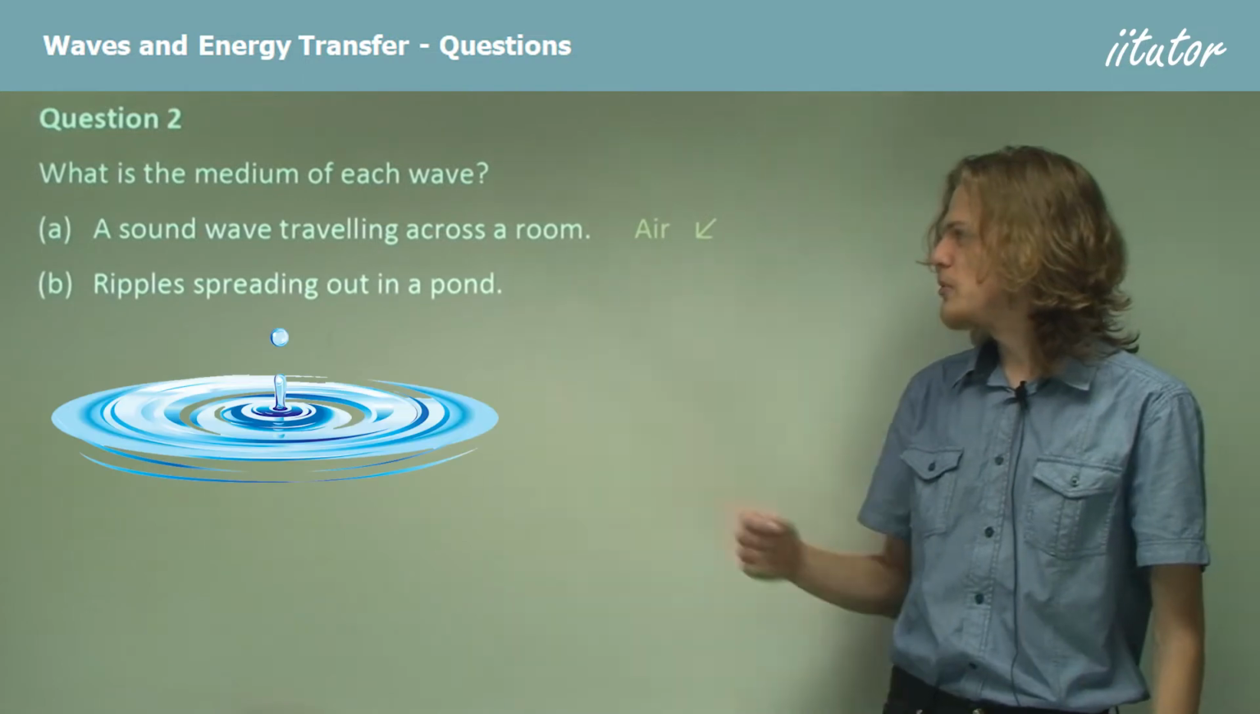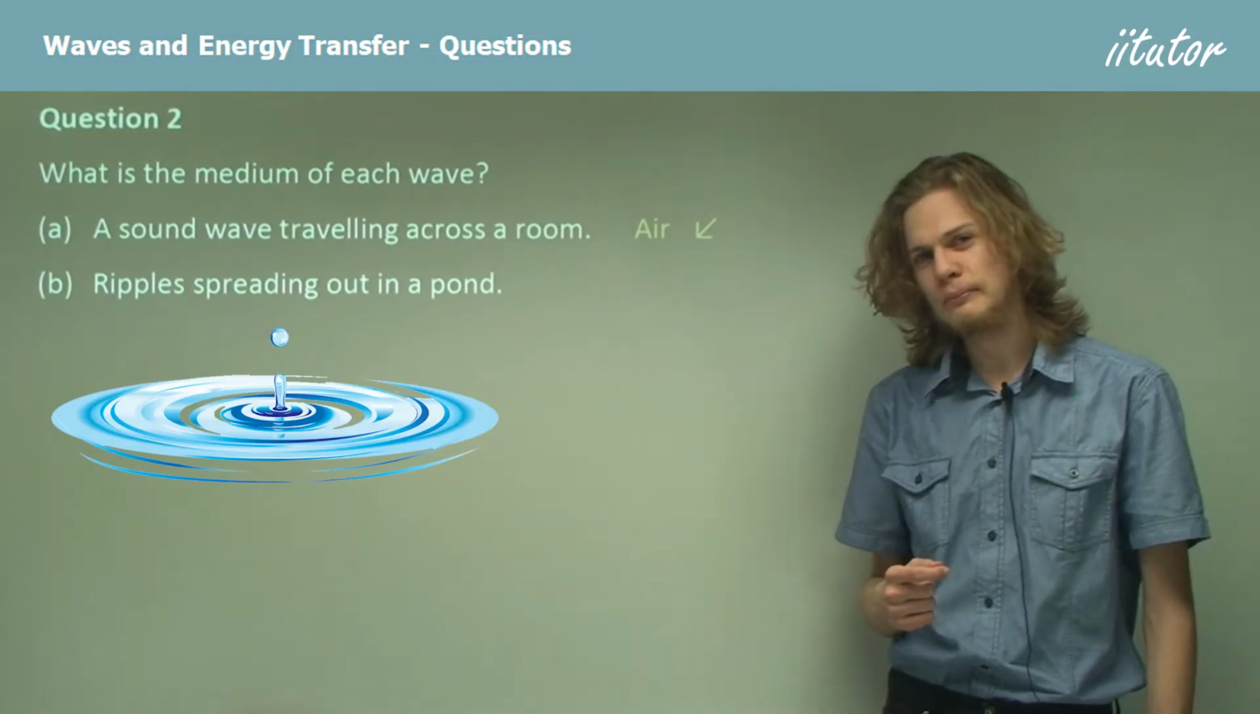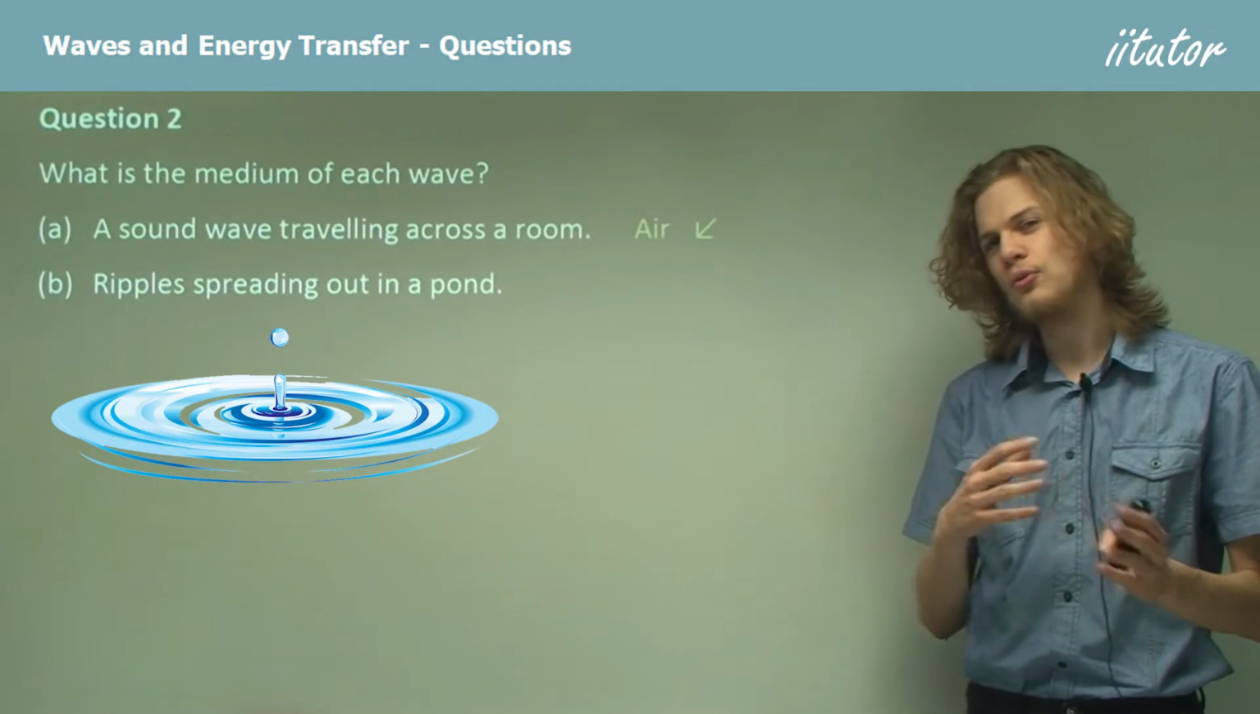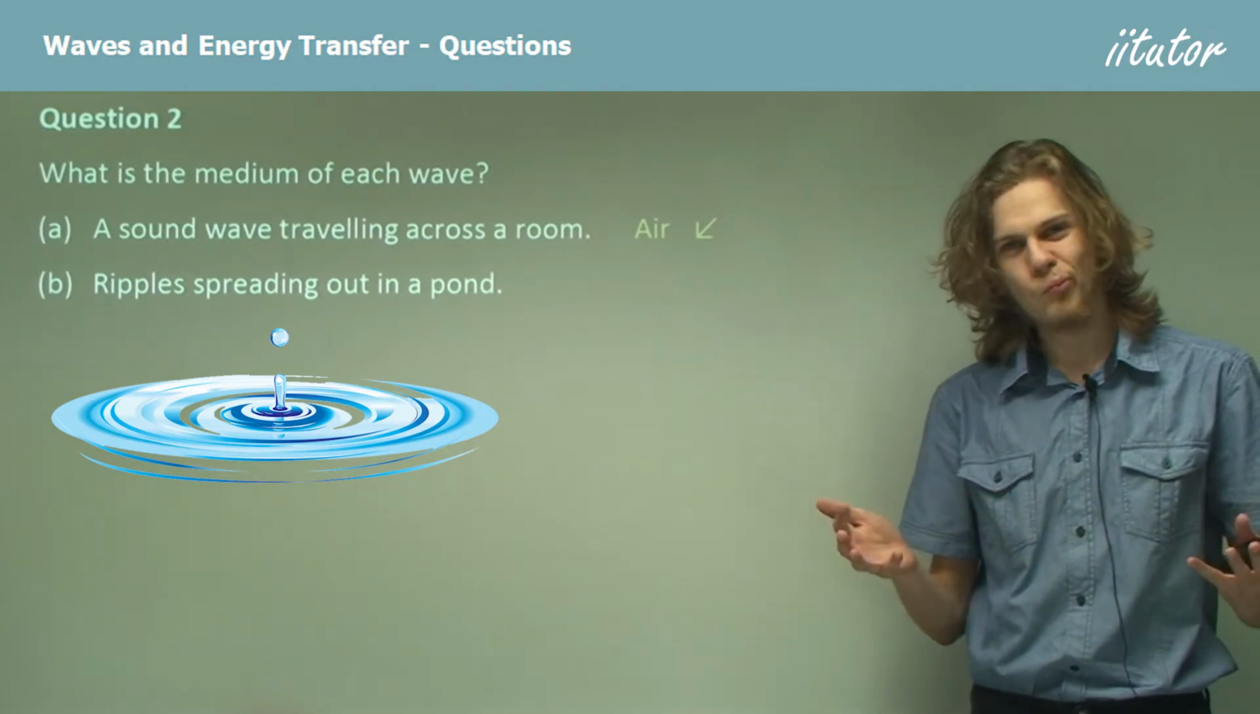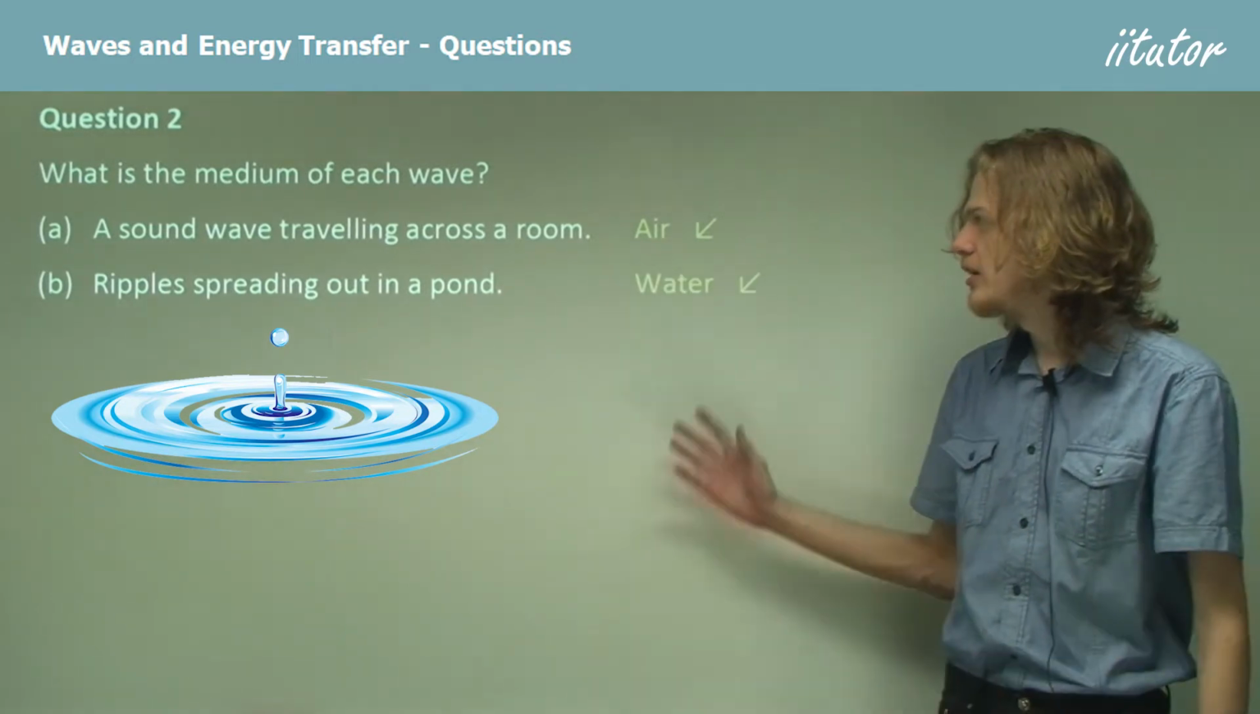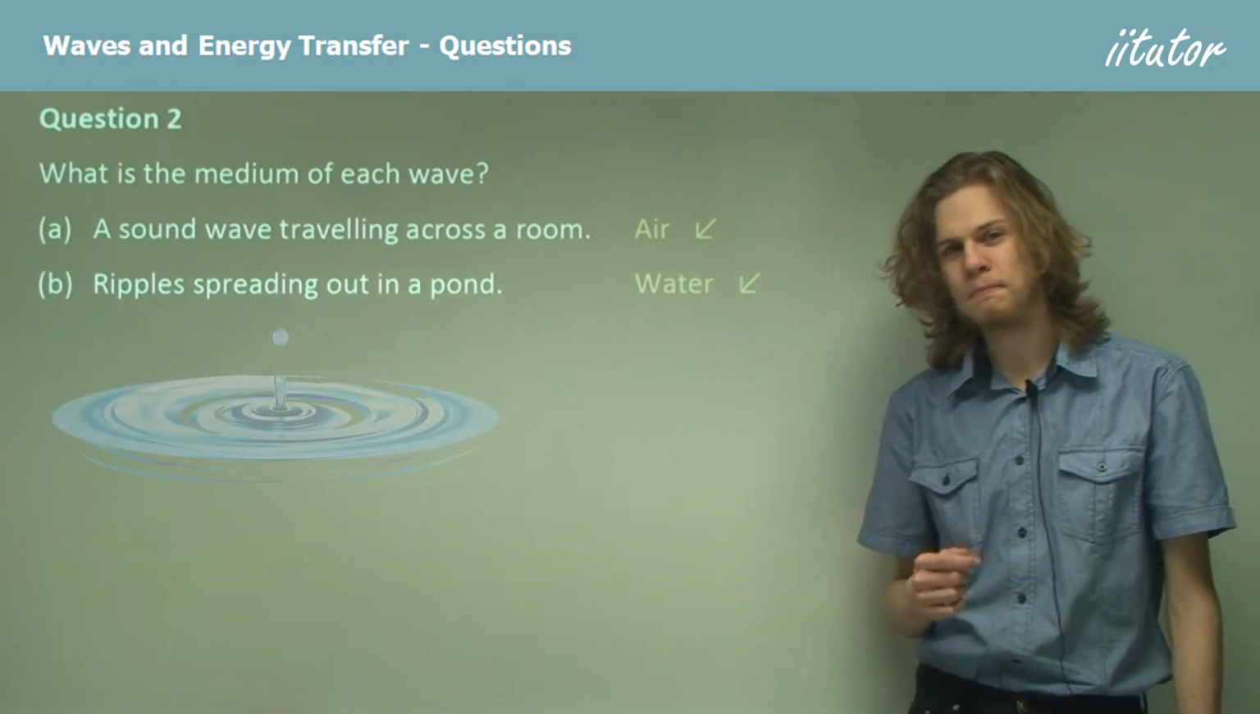Part B. What is the medium of ripples spreading out in a pond? So in this case, we're not spreading through air, we're spreading through water. So our answer here is water for the medium.